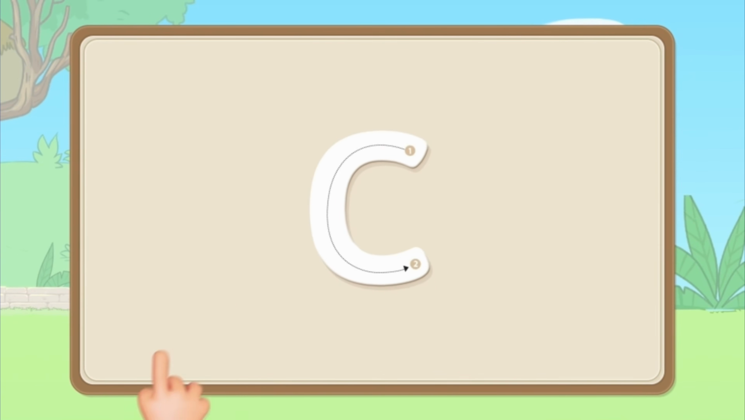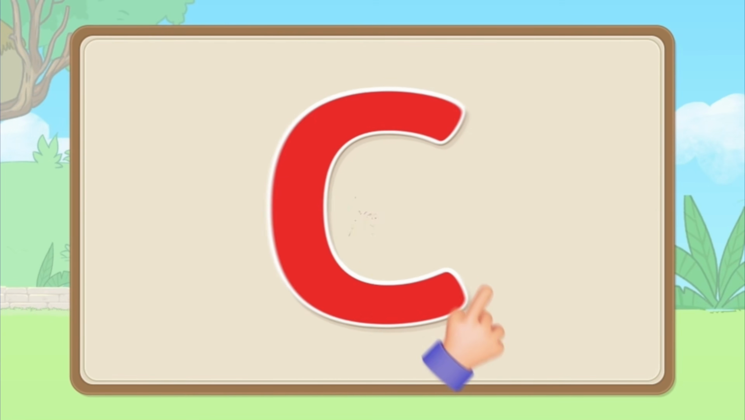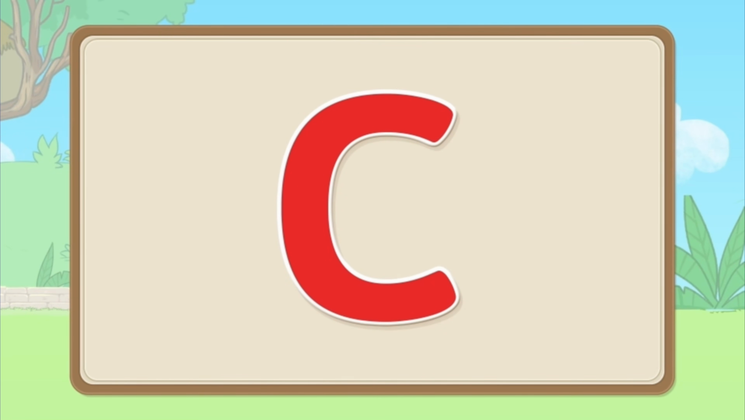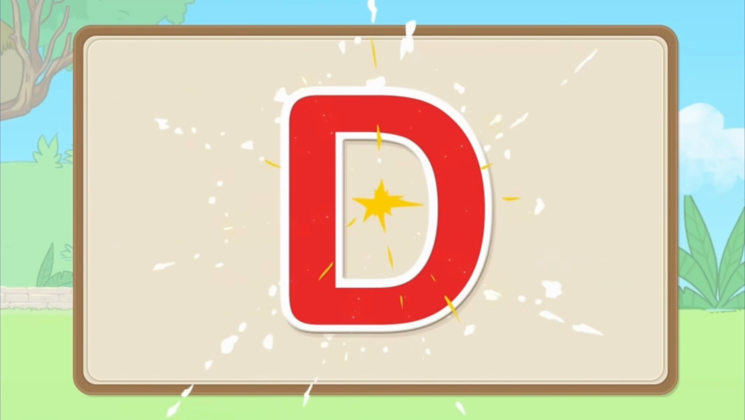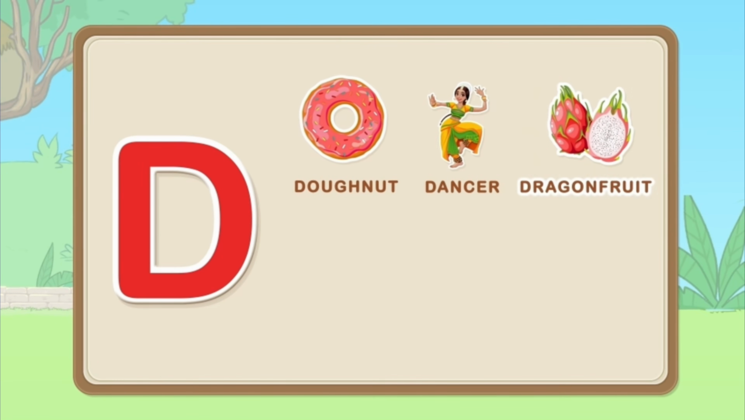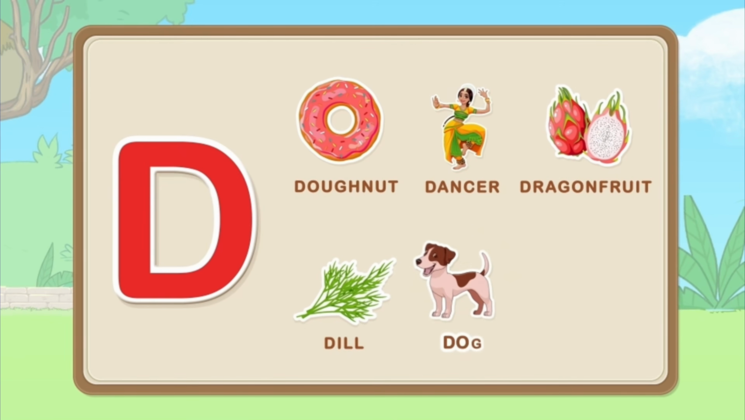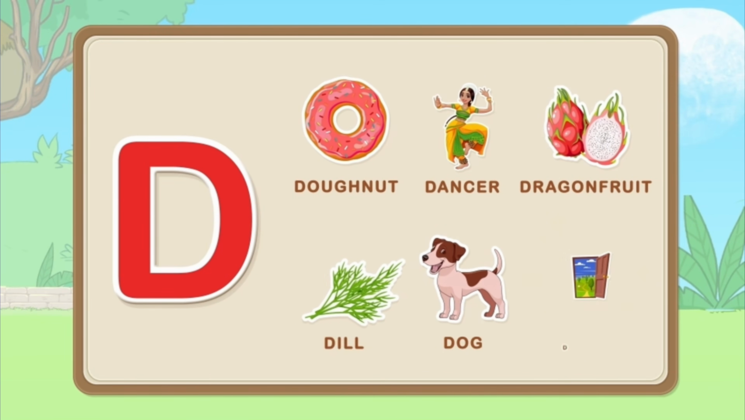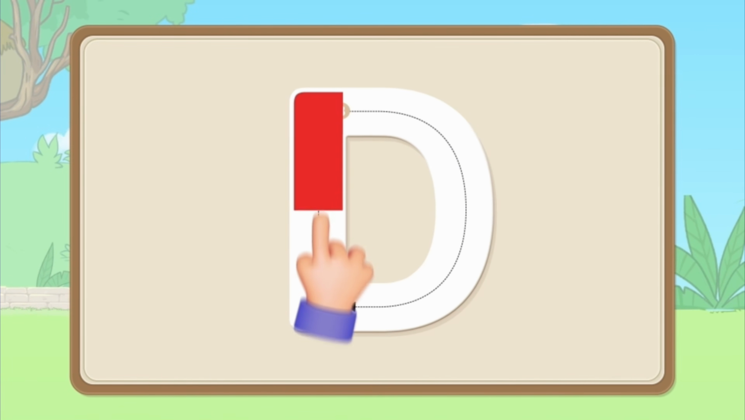Now, let's learn how to trace the letter. Perfect. D. D is for donut, dancer, dragon fruit, dill, dog, door. Now, let's learn how to trace the letter.